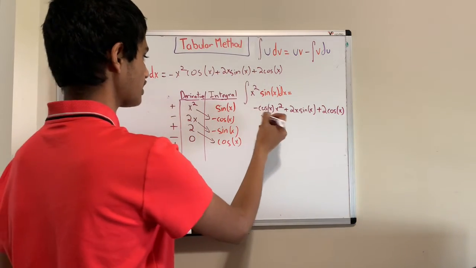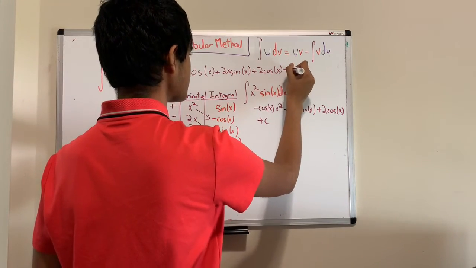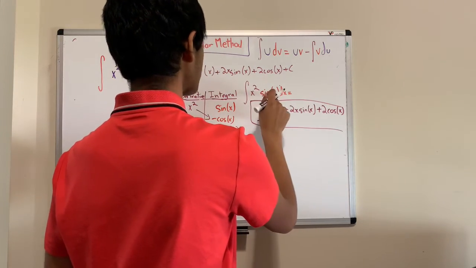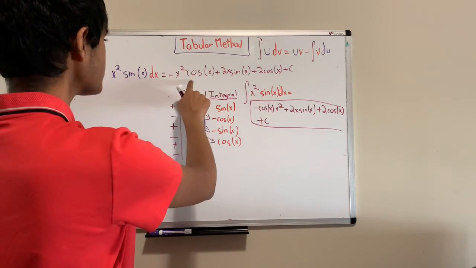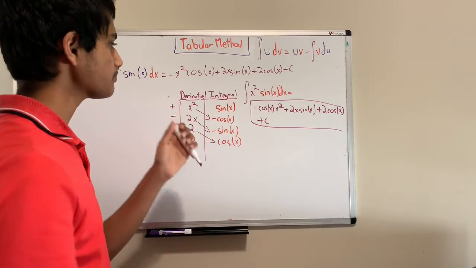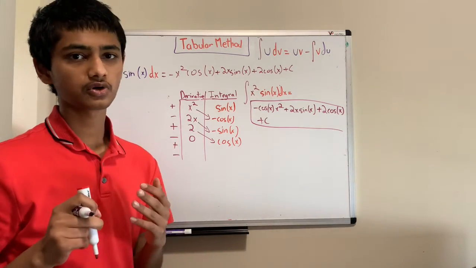And there we have it, our answer. And of course, plus c. Don't forget the plus c. I forgot the plus c. Oops. So this would be our answer for the integral of x squared sine of x. And now let's compare to make sure that it matches up with what we had before. And if we compare, that actually does match up, meaning that the tabular method actually does work.